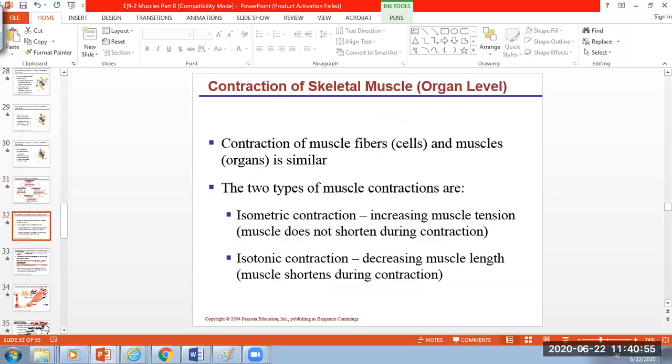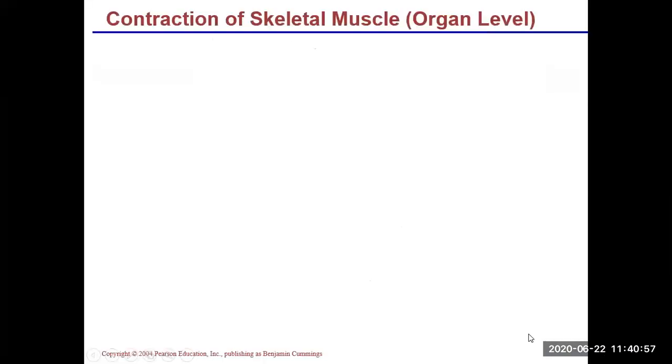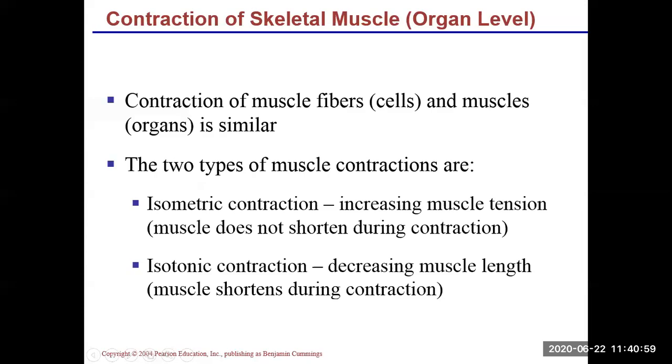All right, so now there are two kinds of contraction. One is an isometric contraction and the other one is an isotonic contraction. Isometric contraction increases the muscle tension, but the muscle does not shorten during the contraction. That does not mean the muscle is not working. Say, for example, you're pushing on the wall.